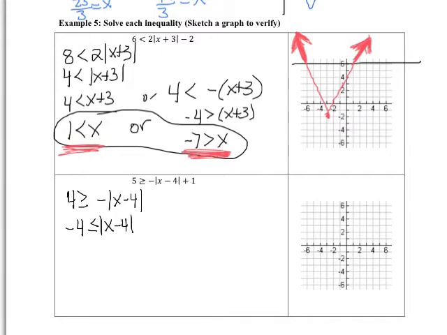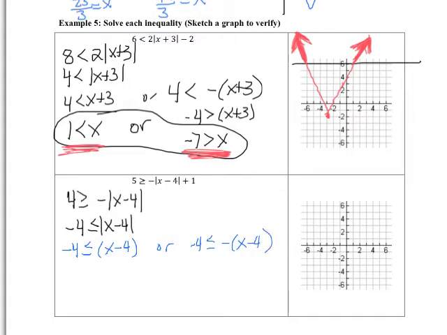At this point we could be like, well geez, the absolute value is always positive, so if this is negative, our answer should be all numbers. But let's continue this out and see what happens. The first thing we're going to do is split the absolute value into two separate problems. So we have either negative 4 is less than or equal to x minus 4, or we have negative 4 is less than or equal to negative x minus 4.